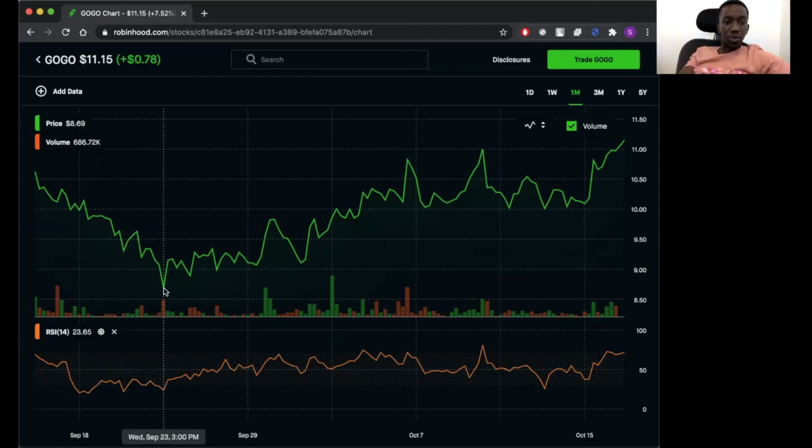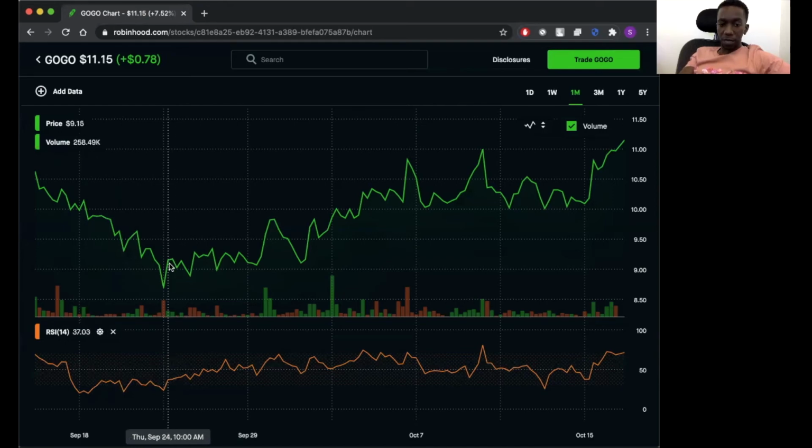Now, the price was $8.69. Great buying opportunity, especially because today we're at $11. So the RSI was at 23. Now, let's just see. The lowest that the RSI had been before was 22. Once we hit this 23 number, though, it was a great buying opportunity because it started to ride right back up.